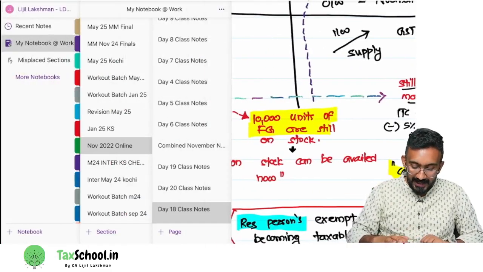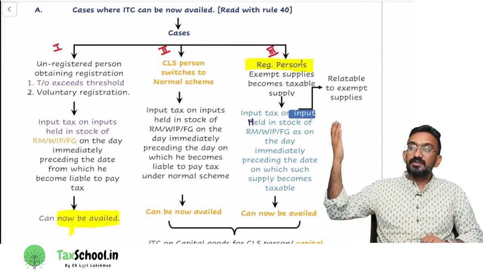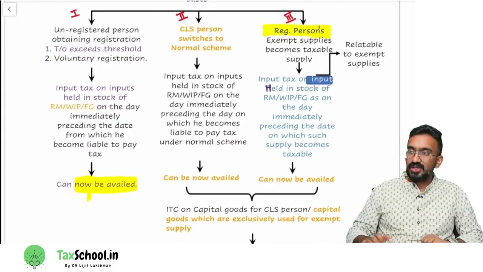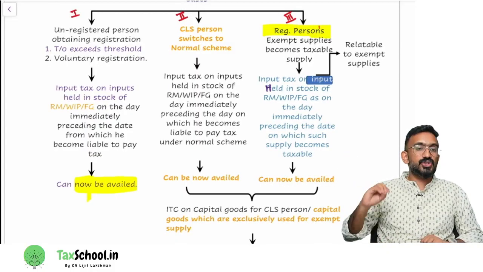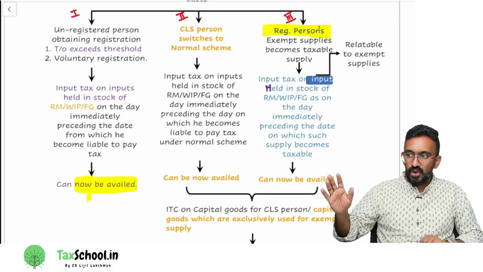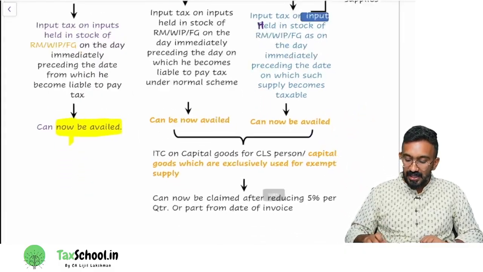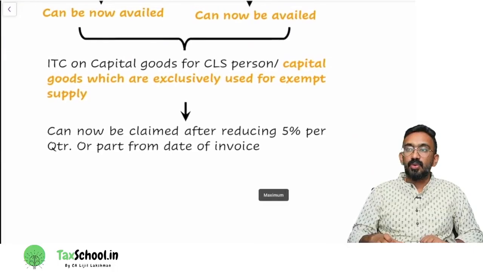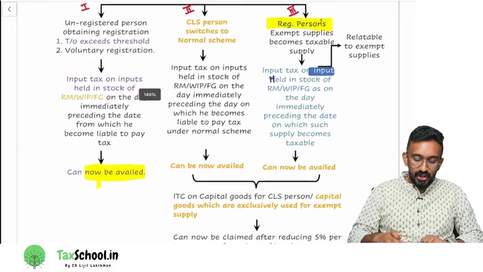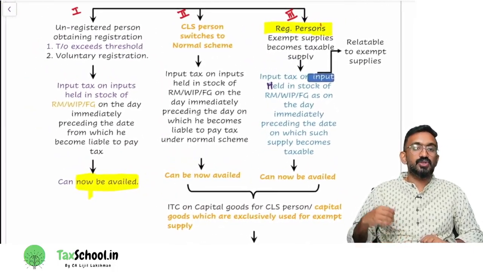So if you analyze section 18 cases where you can take ITC, what is the second case I have listed here? CLS person switches to the normal scheme. You can take ITC on stock. Also, ITC on capital goods can be taken after reducing 5% per quarter or part. But that option is not available in the first case, when an unregistered person is obtaining registration.